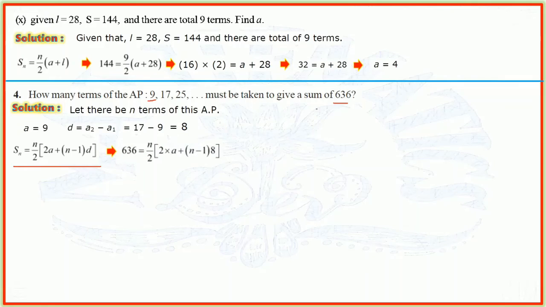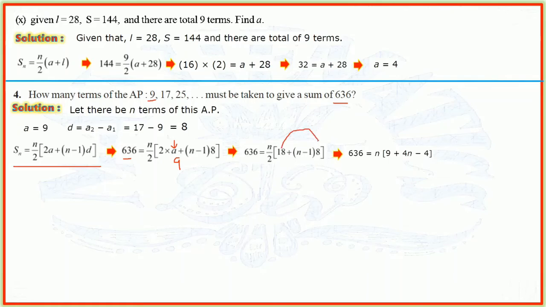Sn is given as 636. N by 2, n is not given, so we put n in its place. Then 2a, a is also there, plus n minus 1 into D. D is 8. This implies 636 is equal to n by 2 into 2 times 9, that is 18, plus n minus 1 into 8.